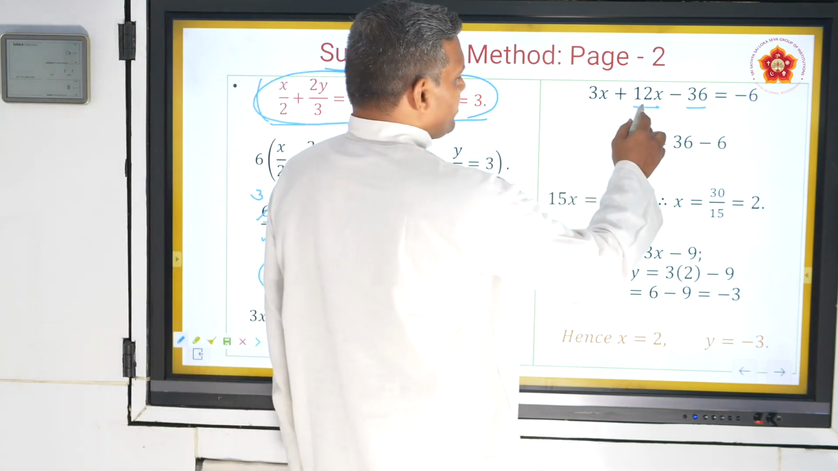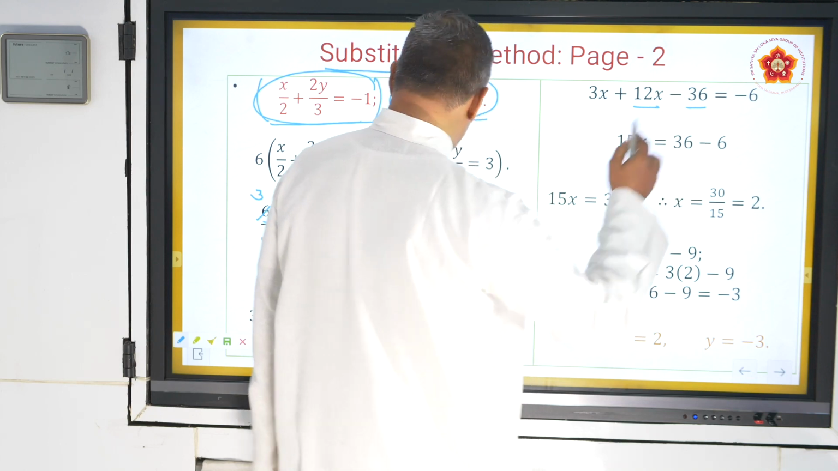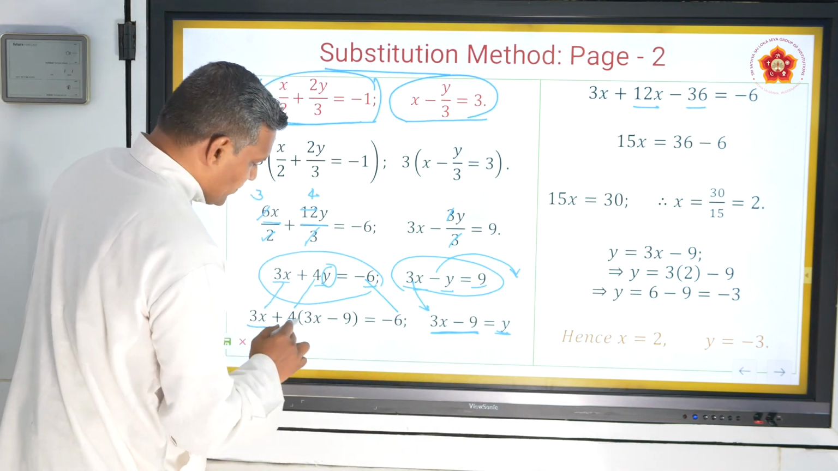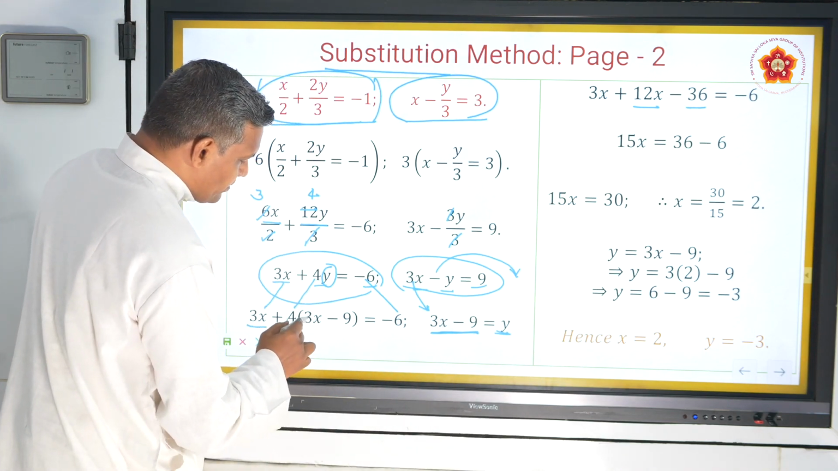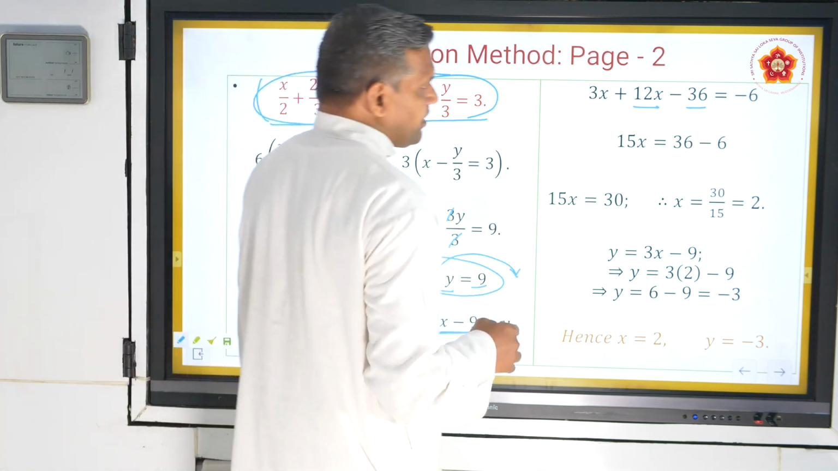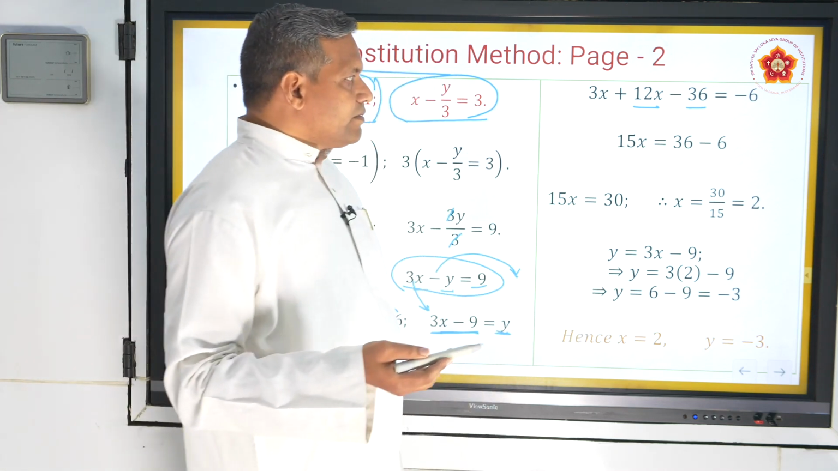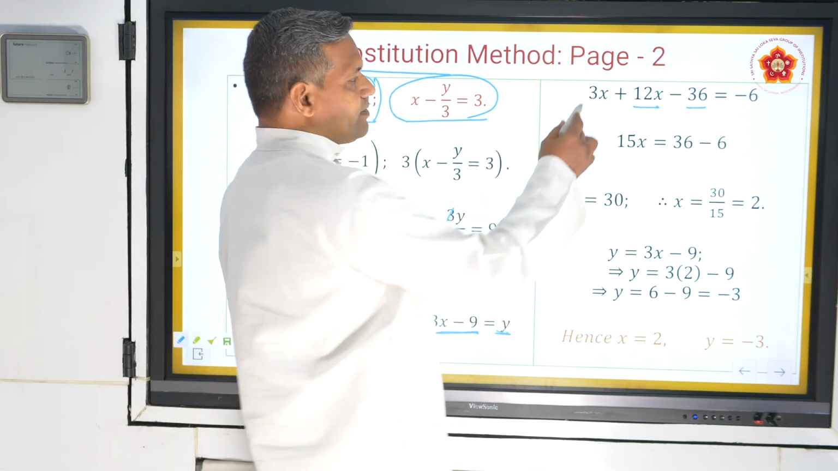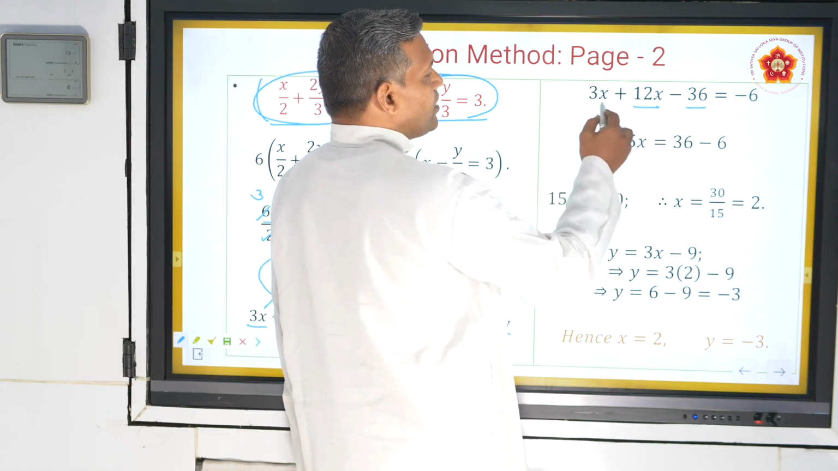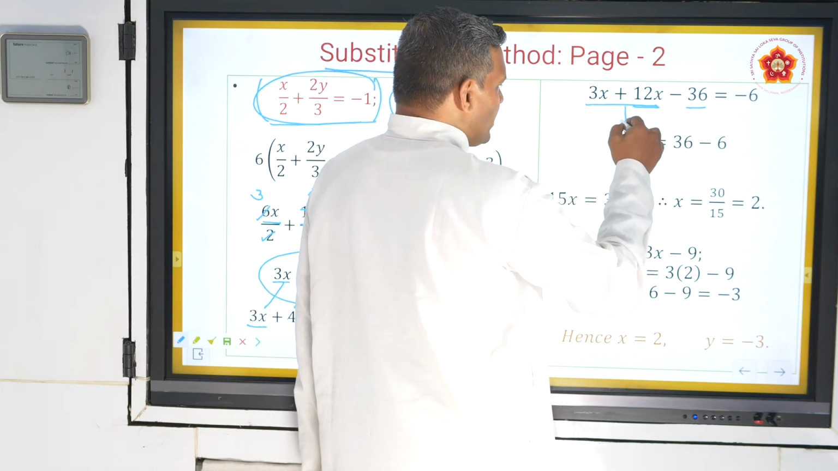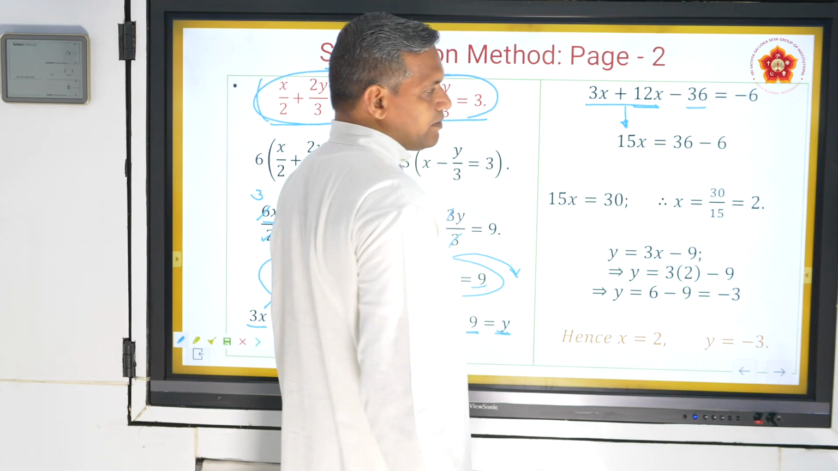3x plus 12x minus 36. See, 3x plus, 4 3s are 12x, minus 36. I wrote the same thing here. It's like basic addition. What is 3 plus 12? 3 plus 12 is equal to 15. I got 15x directly.